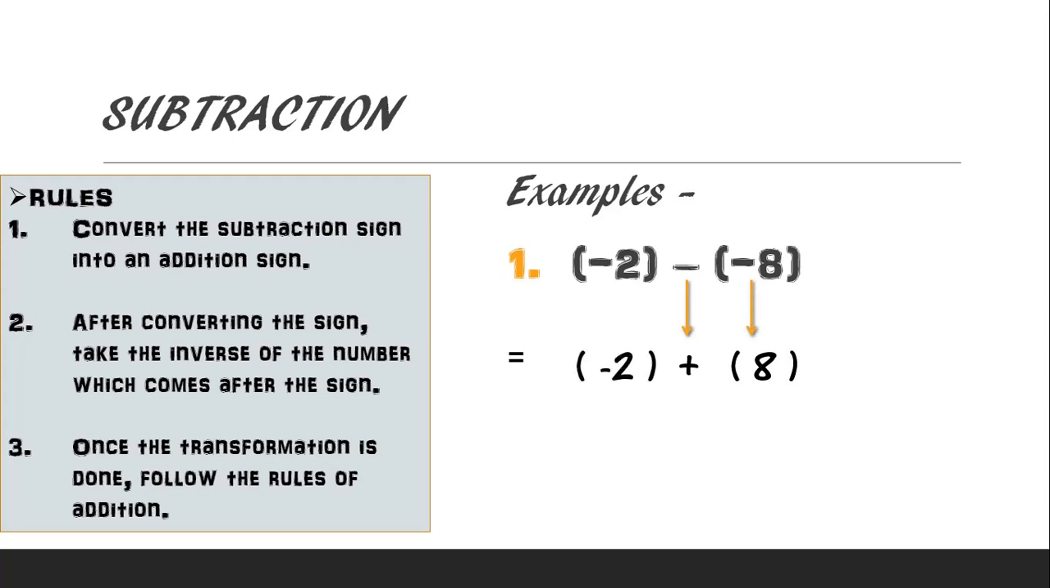Now you have to follow the addition rule. So as per the addition rule, if either of the numbers is negative, you have to do subtraction and the sign will be of the greater number. So here the greater number is 8 with plus sign. So the answer will have plus sign to it.